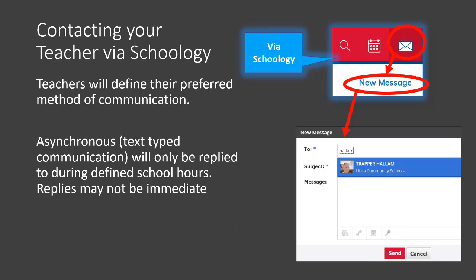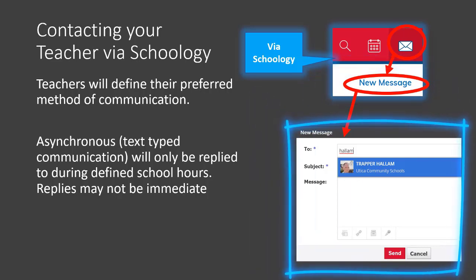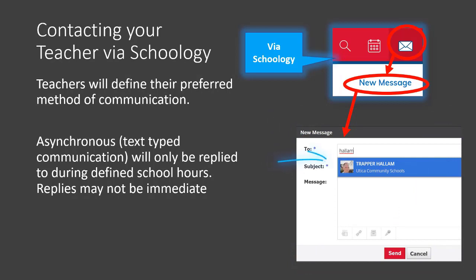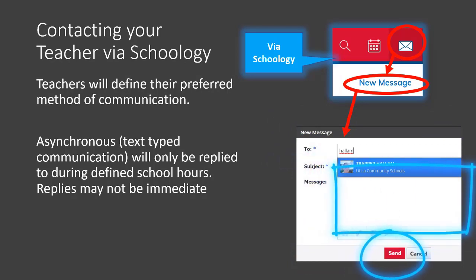First, you can communicate with your teacher through Schoology using the mail letter icon on the top red bar. Next, click New Message, where you will be prompted with a message box. Finally, type your teacher's name into the To box and your communication in the message box, then send.